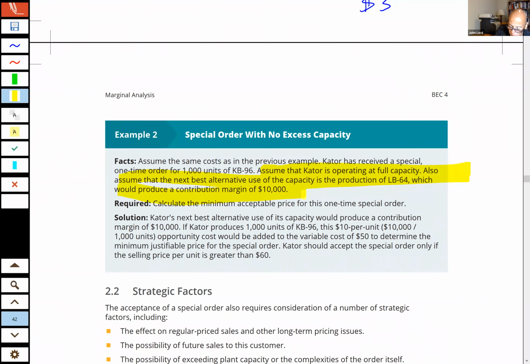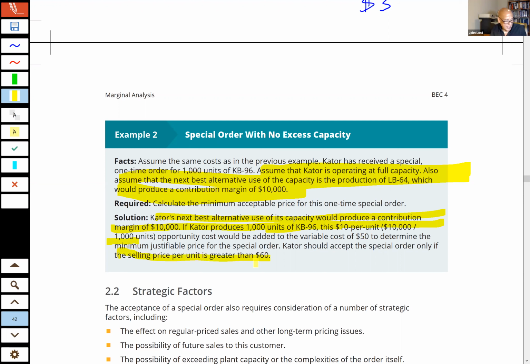So that means that I'm now doing what? That means that I'm giving up 10,000. And if it's a contribution margin, if it's 1,000 units, then I have to get an extra what? $10 per unit to cover that lost contribution margin. So I'd have to sell it for 60.